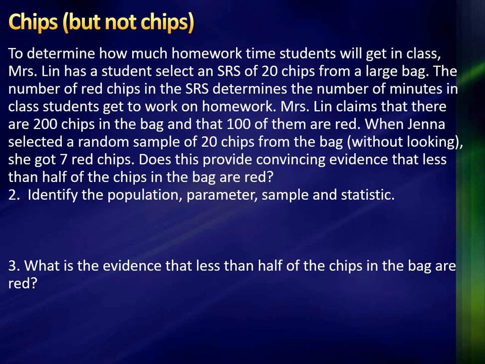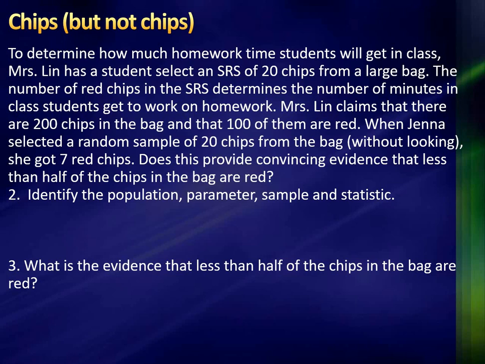100 red chips, but it's not just the 100 red chips. What am I trying to measure here? Am I talking about an average or a proportion? A proportion. So what should my parameter be? Half, 100 out of 200, sorry, 20 is weird. 50%, any of those are good.